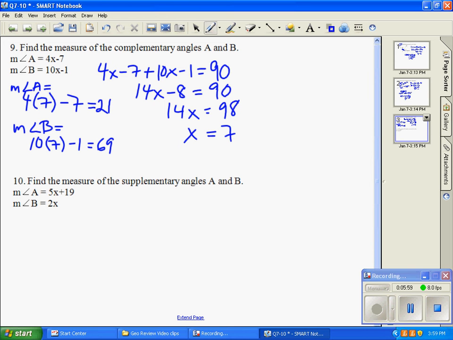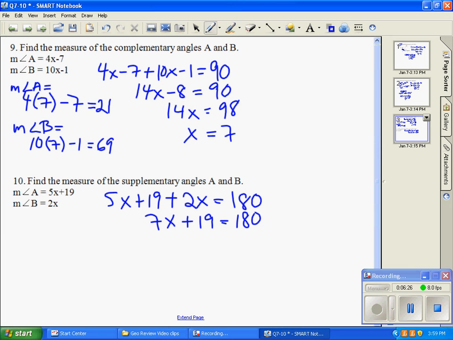Okay, so in problem 10, this is a similar problem, except this time the two angles are supplementary, so that means they're equal to 180. So again, set up the equation, 5x plus 19 plus 2x equals 180. Combine the like terms. Now subtract 19 from both sides and divide both sides by 7. So we're going to get x equals 23.